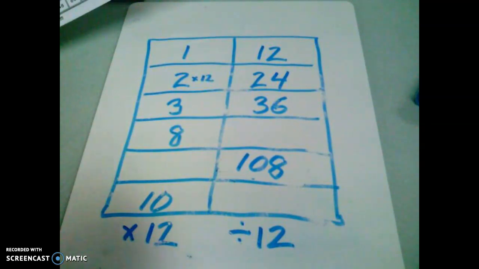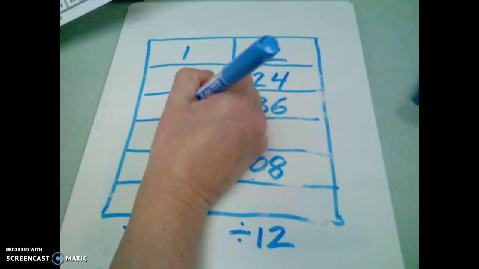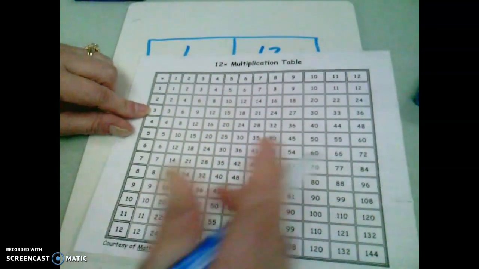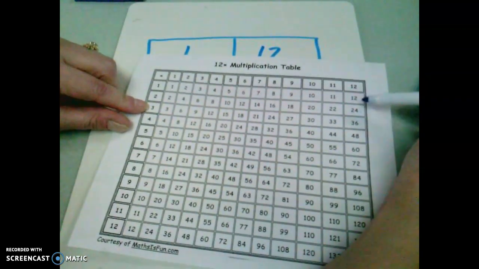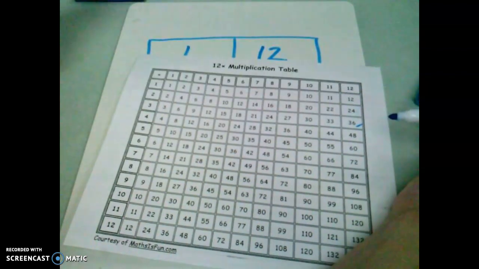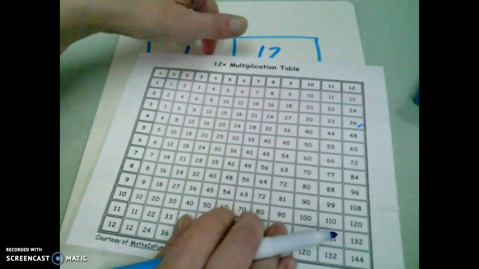All right, so then I know that 3 goes in this box. And I can check it by saying, okay, 3 times 12. Let's double check. Here's my 3. Here's the 12. I bring them together. Yep, 36. I am right.